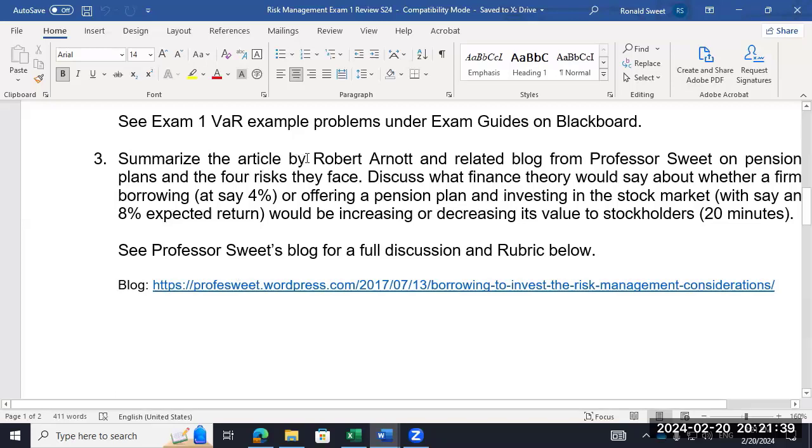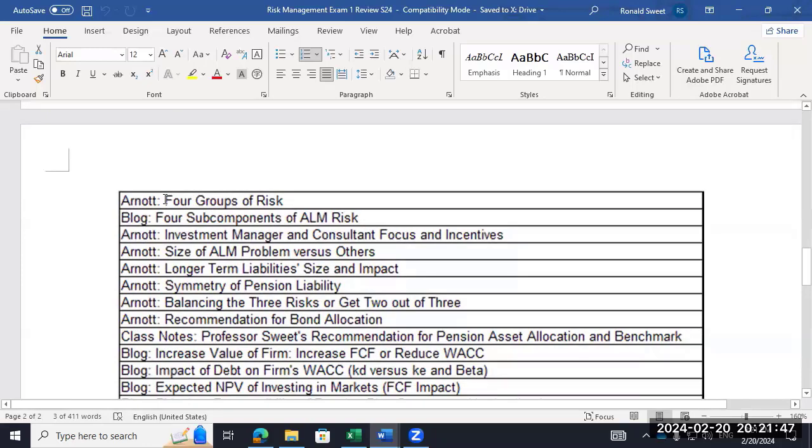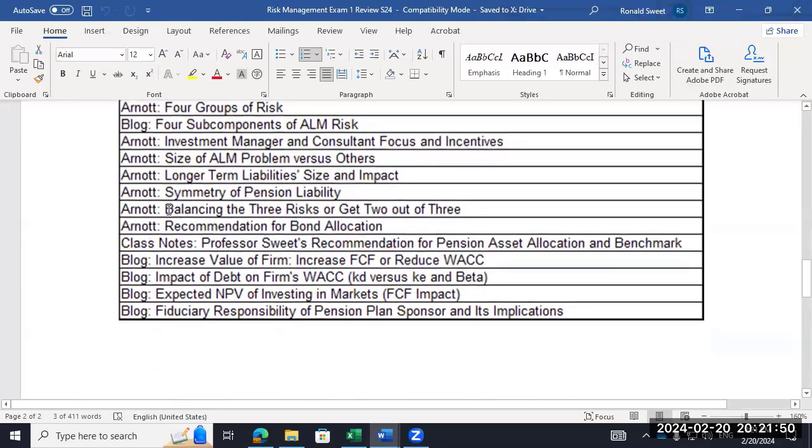All right. There are 2 things involved: Robert Arnott's article and my blog, and your class notes as well, really. Talking about spacing and quizzing, the 4 risks that Arnott talks about are career risk, peer risk, asset risk, like the risk of your assets going down, and then asset liability, or ALM risk. What's the biggest of those risks? ALM risk. All right.